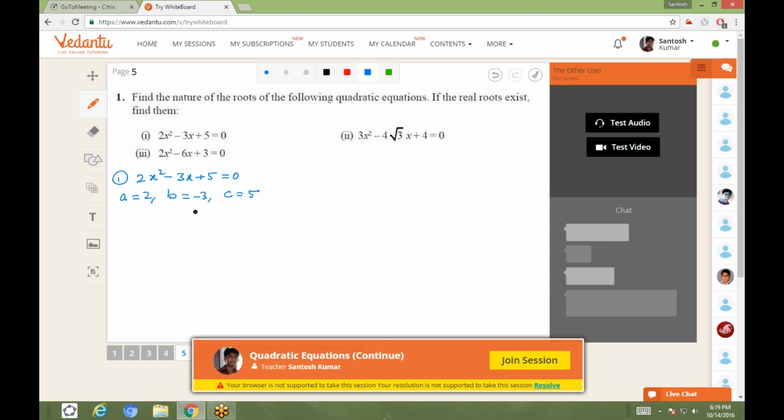Correct? Mufassir, look at it carefully. So discriminant will be B square minus 4AC, and B is minus 3 square minus 4, A is 2 and C is 5. So the value we are substituting here: minus 3 square means 9, and now 4 into 2 into 5, that will be 40. So 9 minus 40 will give us minus 31. So now we can see that the discriminant value is coming less than 0.